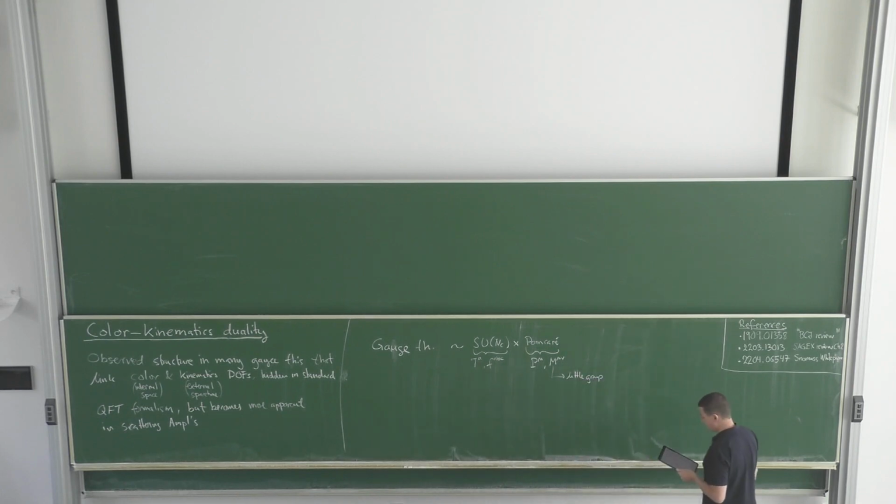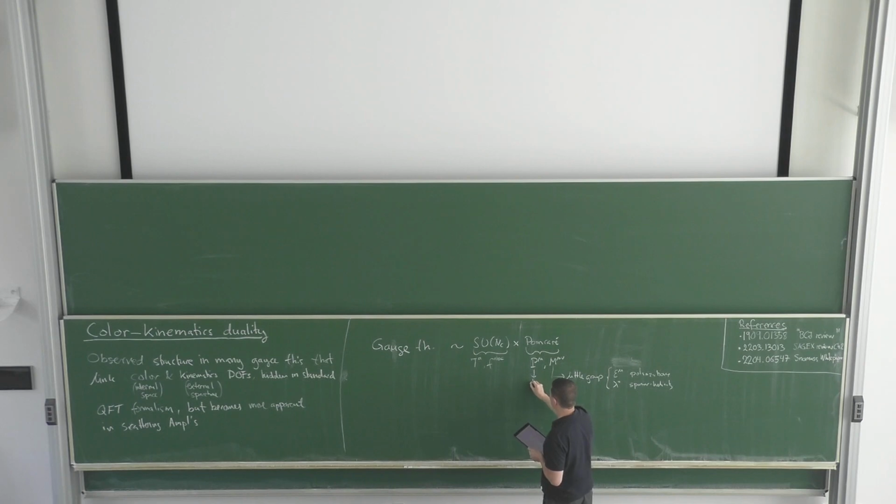And in that case, we're using, for example, polarizations to describe the little group, or as we saw, spinor helicity, which we already saw in Jaroslav's lecture. And of course, the momentum generator just corresponds to the particle momentum. And these guys are a function of the momentum.